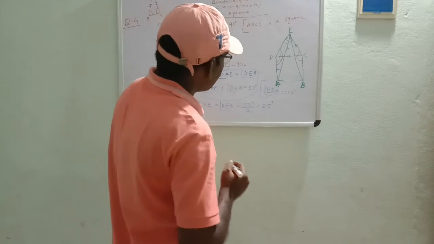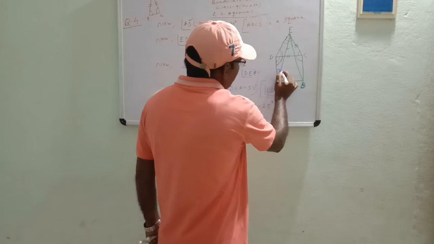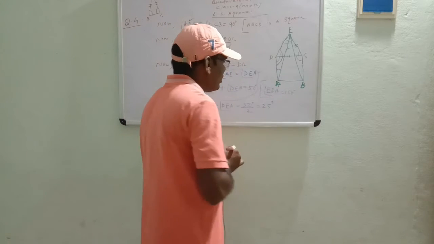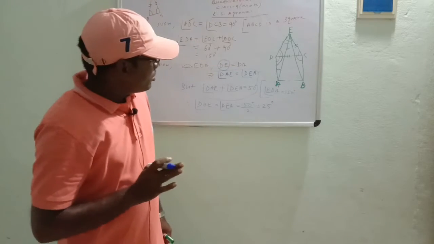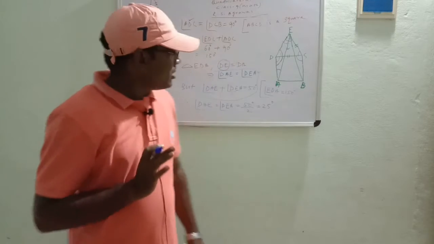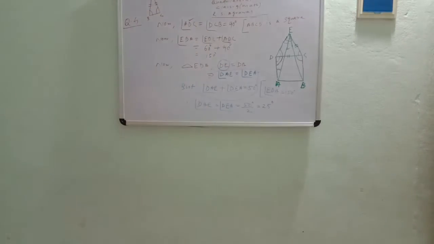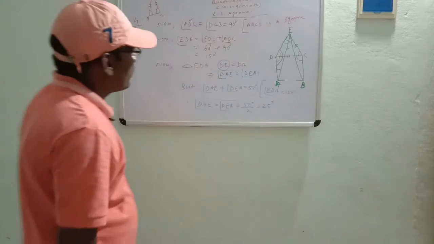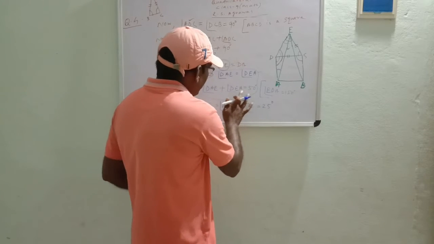So angle DAE, this angle, is 25 degree, but in the question it has been written 15 degree. Wait a minute, let me check the question. Sorry, I have made a small mistake.